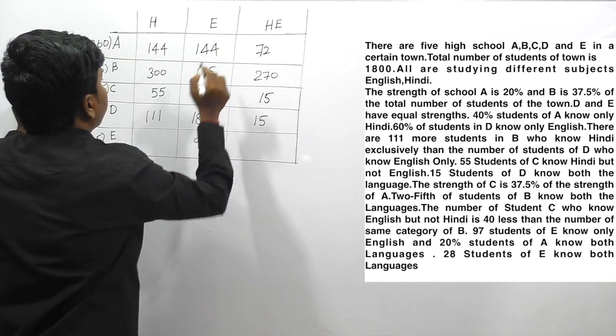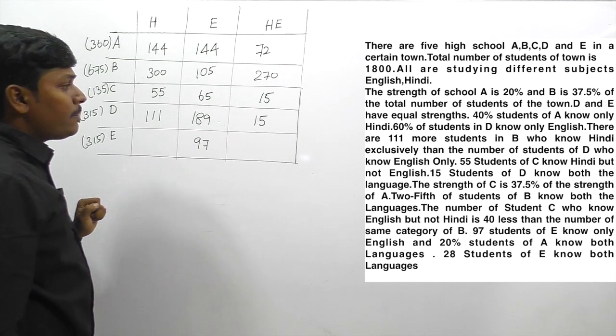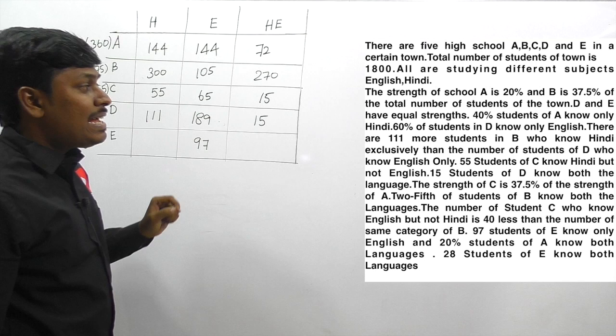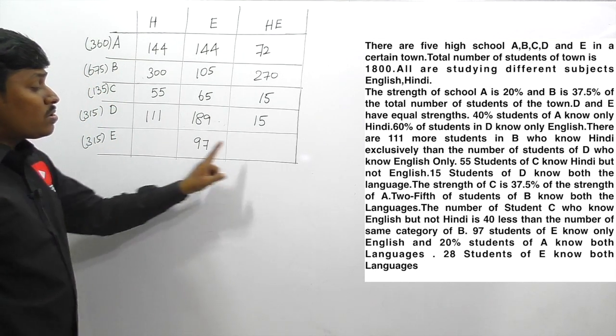So 144. Okay friends, I think we still have two values remaining. And the last point, they are saying that 28 students of E know both the languages. So friends, 28 students of E know both the languages, friends.